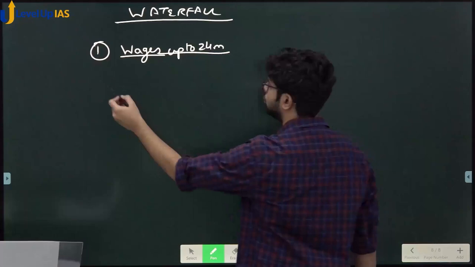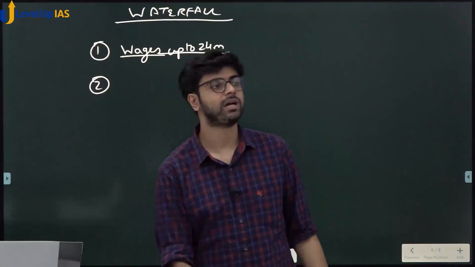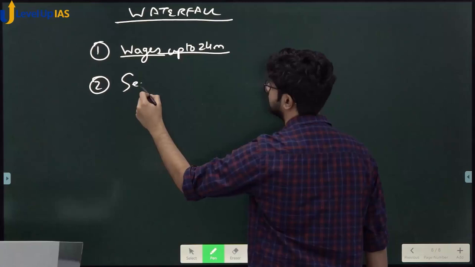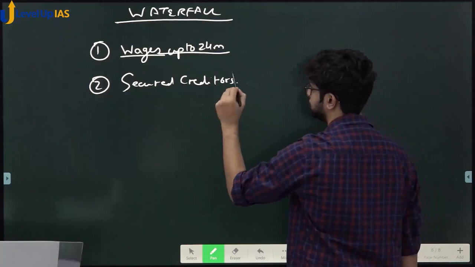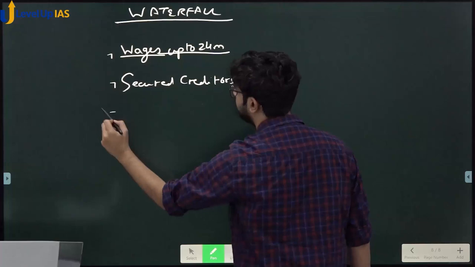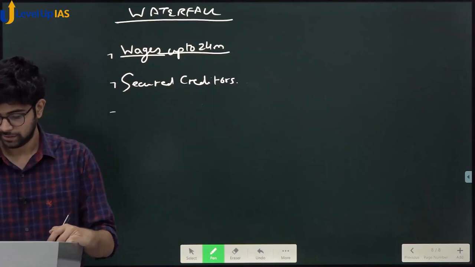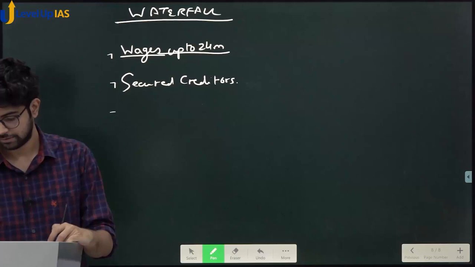Who would get priority? Who would get priority after this? Secured creditors or unsecured creditors? Secured creditors, because they have security over it, secured creditors. I should change the numbering. I'll tell you why. After that, who would get the priority? What do you think? After this, unsecured creditors.